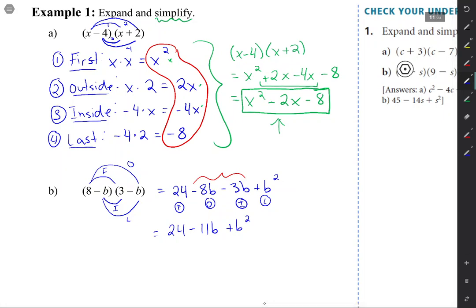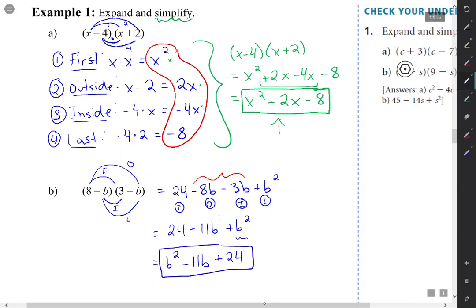And a rule in math is to always write polynomials in descending order, meaning starting with the biggest exponent and working our way down. So we're actually going to reorder this here for our final answer. The biggest exponent would be this term over here, so we're going to put that one first. Then the next biggest exponent is technically the invisible 1 on this middle term here. So we're going to do b squared minus 11b, and then finally plus 24. That constant always comes at the end. So this would be our final answer here. And just put a little side note for yourself that this is in descending order.